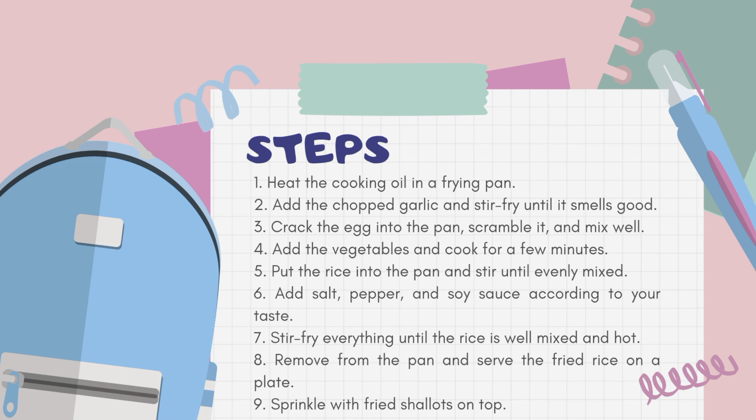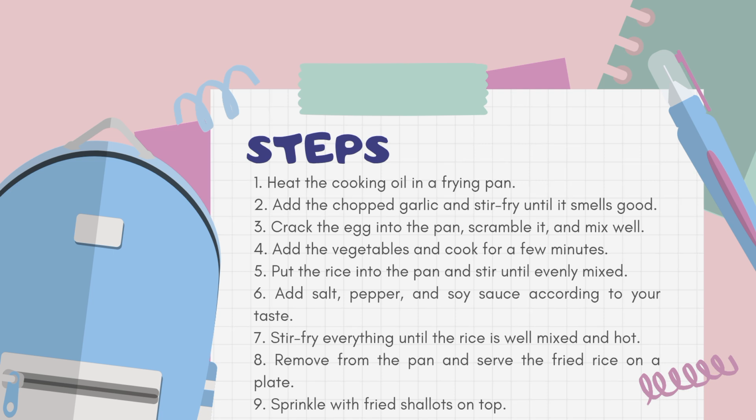3. Crack the egg into the pan. Scramble it and mix well. 4th, add the vegetables and cook for a few minutes. 5th, put the rice into the pan and stir until evenly mixed. 6th, add salt, pepper, and soy sauce according to your taste.